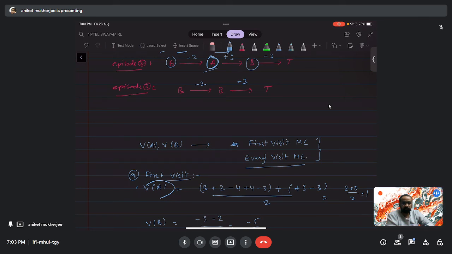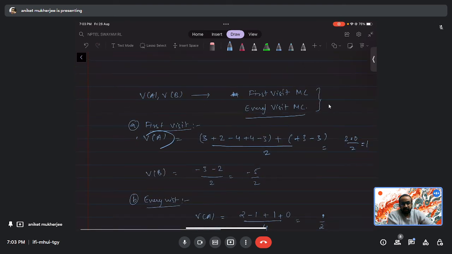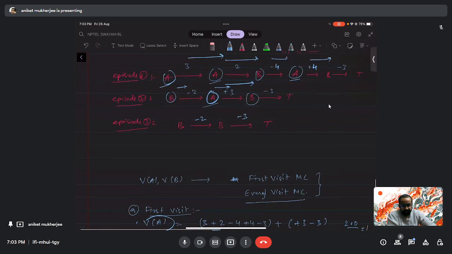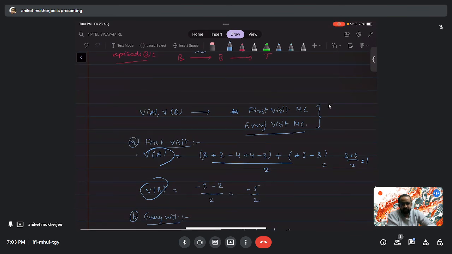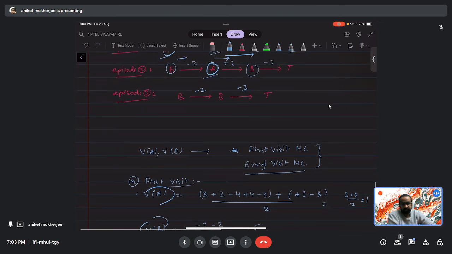V(A) shouldn't change. V(B) also shouldn't change for every visit anyhow. But how will V(B) change? V(B) will have 2 more terms. No, one more term. First visit will have one more term. Every visit will have 2 more terms. Yeah, I hope that is clear.